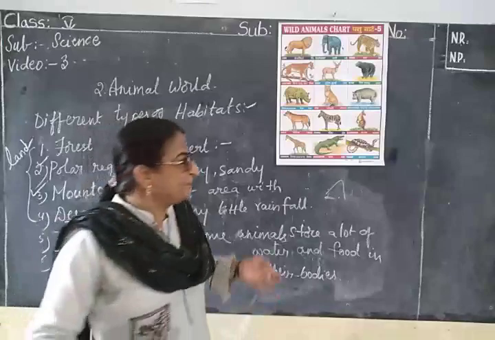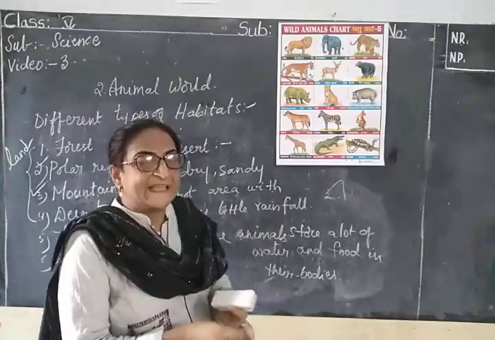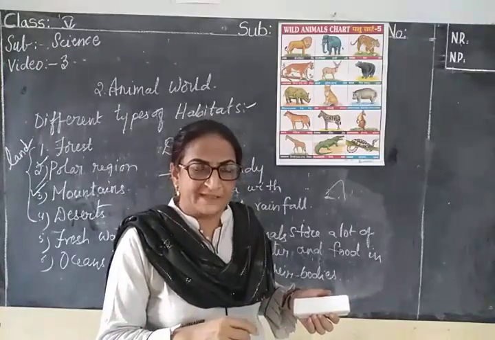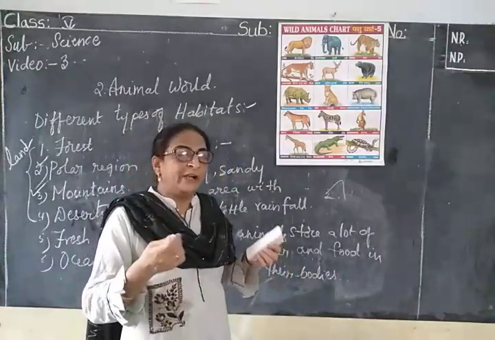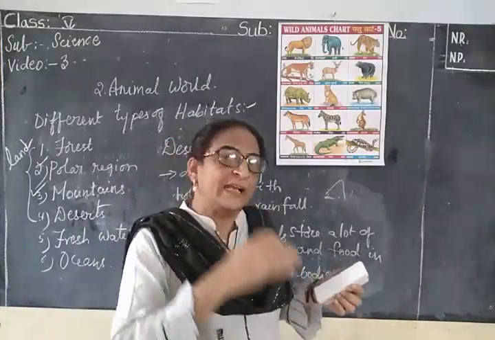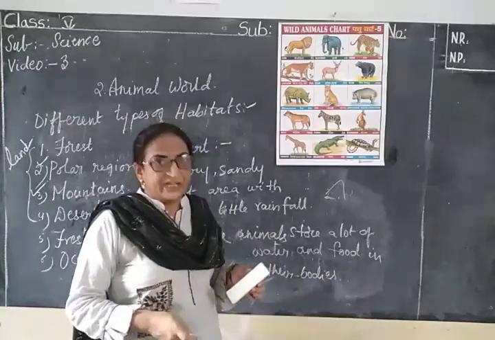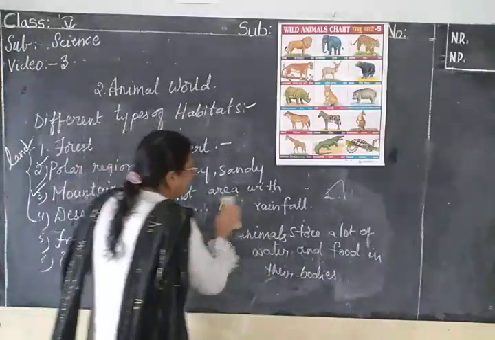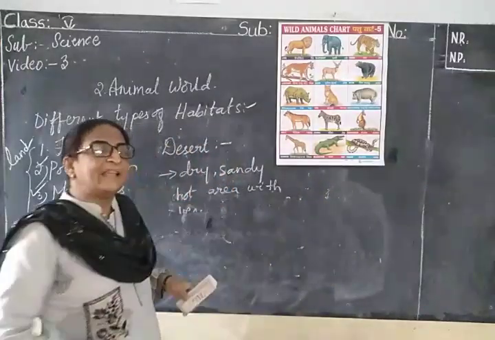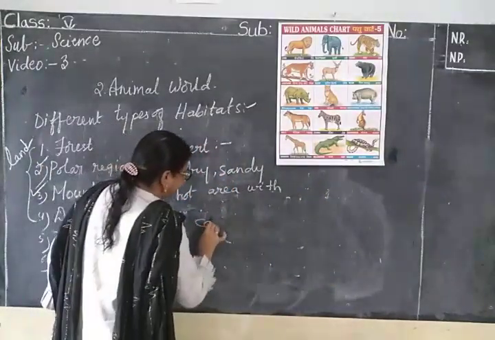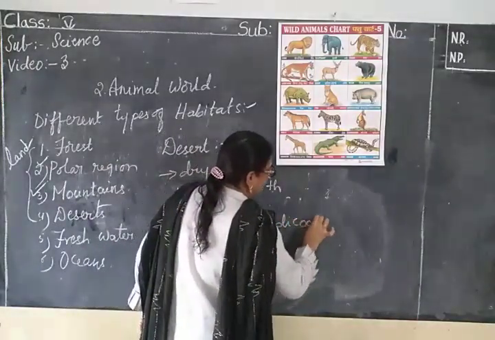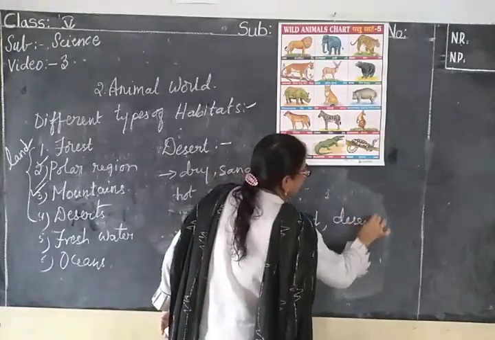So in this way, animals living in the desert have thick skins so that they can prevent the loss of water from their bodies. Some animals eat a lot of food and drink a lot of water when it is available, and they store it in their bodies and use it in the time of need. So camel, bandicoot, desert tortoise, some types of snakes are the examples. Camel, bandicoot, desert tortoise.